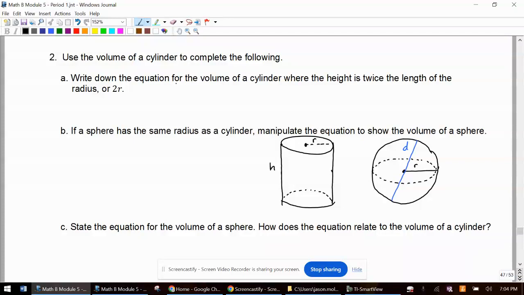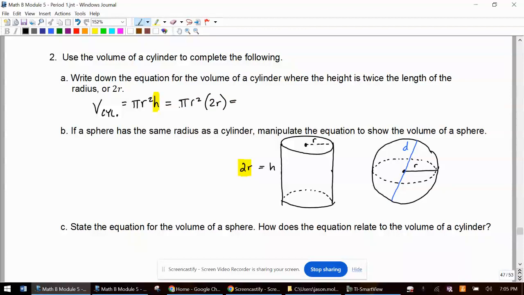So it says we're going to write down the equation for the volume of a cylinder where the height is twice the length of the radius. So we're going to put h equals 2r. And so we have the volume formula of a cylinder. And I'm just going to put this here just so I know which formula I'm using, which is pi r squared h. And then we're going to plug in 2r in for h. And we're going to get pi r squared times 2r.